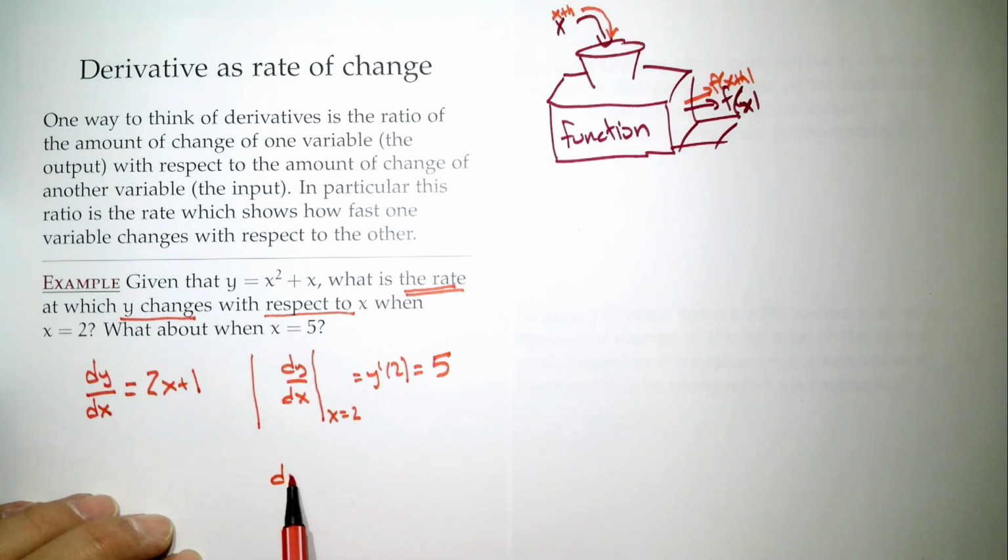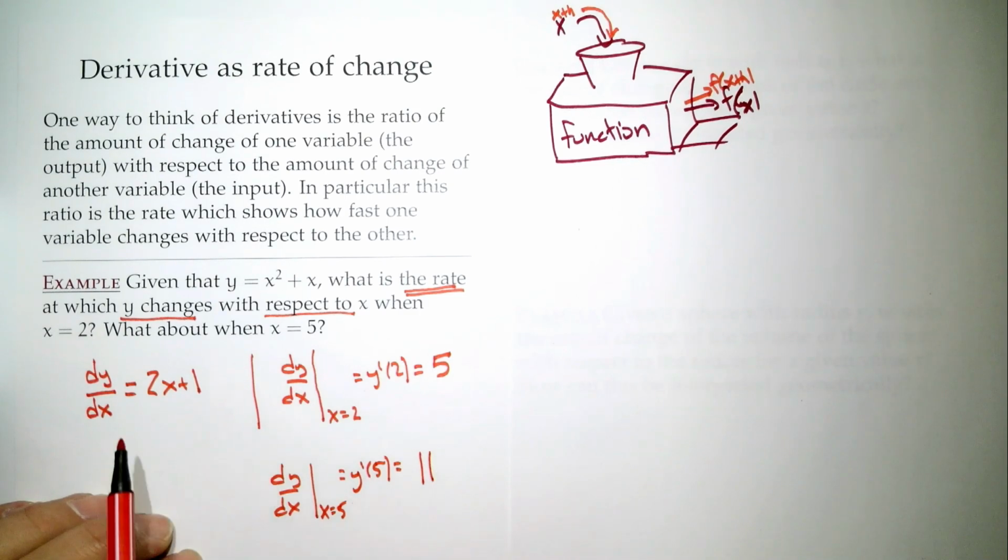If I want to find the rate of change at 5, or again, you could write this as y prime of 5, what would that be? 11. 2 times 5 plus 1. So whenever you see the word rate, start thinking derivative.